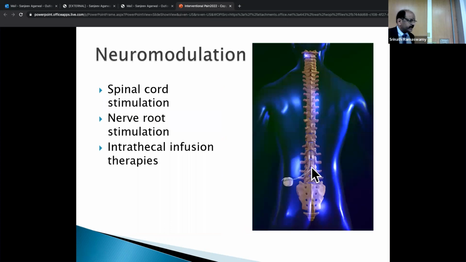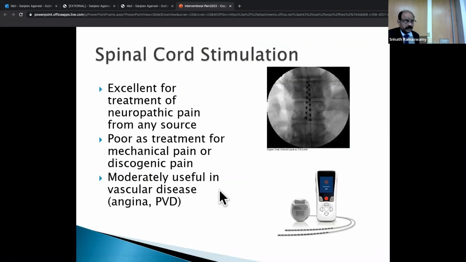Spinal cord stimulation is another technique. It is used mostly for post-laminectomy patients, in whom surgery has been performed and they still have pain. The radicular pain is better controlled by spinal cord stimulation, though with the newer techniques and stimulation patterns, some of the axial back pain can also be modified. It is also used in neuropathic pain from any source. CRPS is another example where you can successfully relieve the pain with spinal cord stimulation.